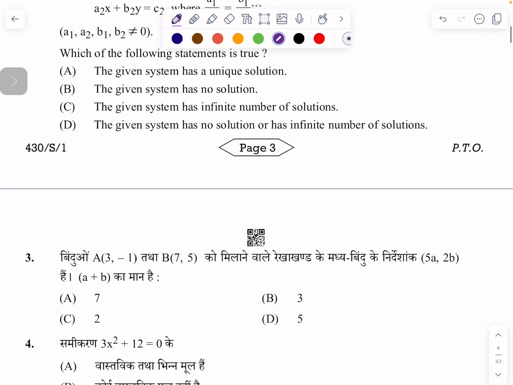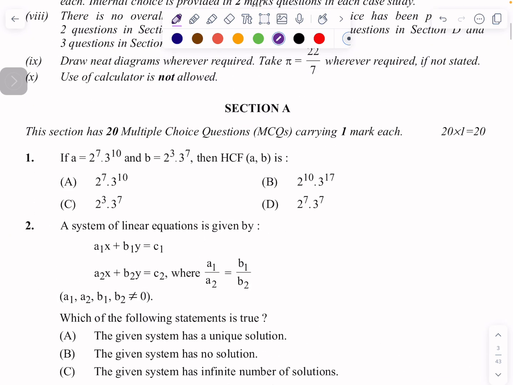The first question they have given is: a equal to 2 power 7 into 3 power 10 and b equal to 2 power 3 into 3 power 7. The HCF of a, b is? How do you get this? For HCF, you take the common factor with the lowest power.